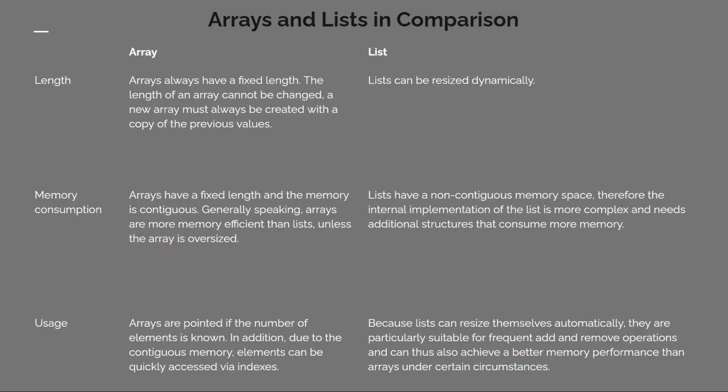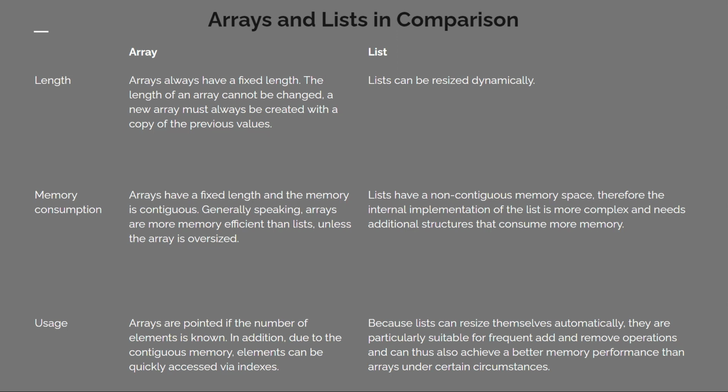Here's array and list in comparison. Here we have columns array and lists, and rows length, memory consumption, and usage. First, length, array. Arrays always have a fixed length. The length of an array cannot be changed. A new array must always be created with a copy of the previous values. Length, list. Lists can be resized dynamically.